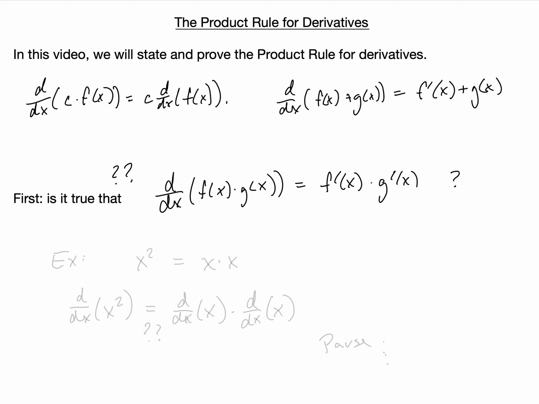In order to think about that, I'd like you to try a really basic example. Let's think about the function x squared. We could also write that as x times x. And so if the product rule is true, then it should be true that the derivative with respect to x of x squared is the same as the derivative with respect to x of x times the derivative with respect to x of x. So what I'd like you to do is just pause for a moment and check yourself, because we know how to find the derivative of all those things. Check to see if that works.